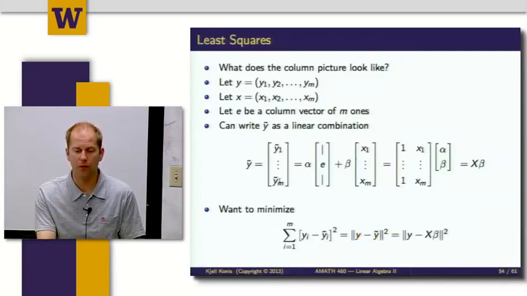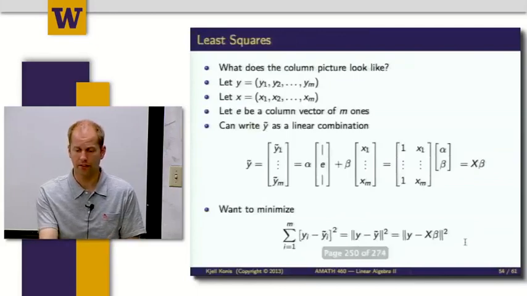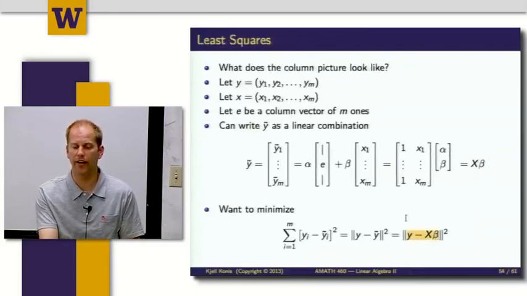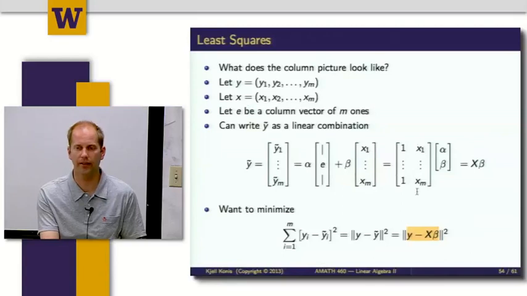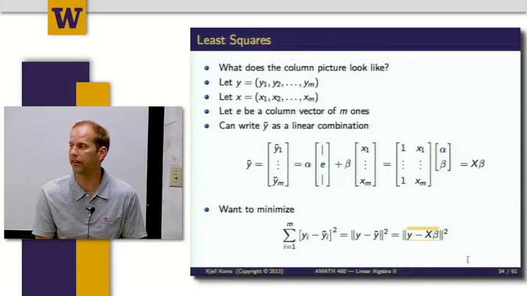And then remember, I can write y tilde, what I've just done up here, as x beta. So this is the problem I want to look at now. The y is given. I know what the y values of my points are. The x is given. I know what the first column is, because that's always 1s. I know what the second column is. That's the x values from my points. And I want to choose beta. So I want to choose values of alpha and beta to make the length of this vector as short as possible.